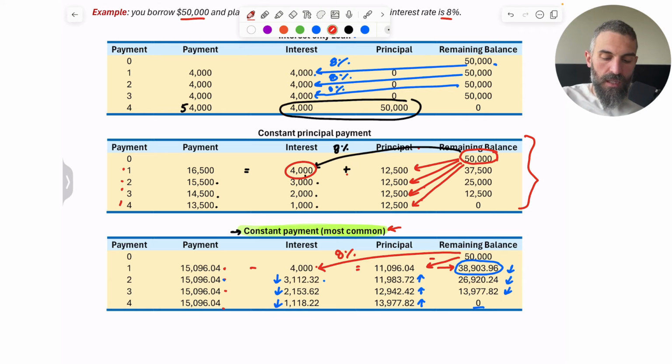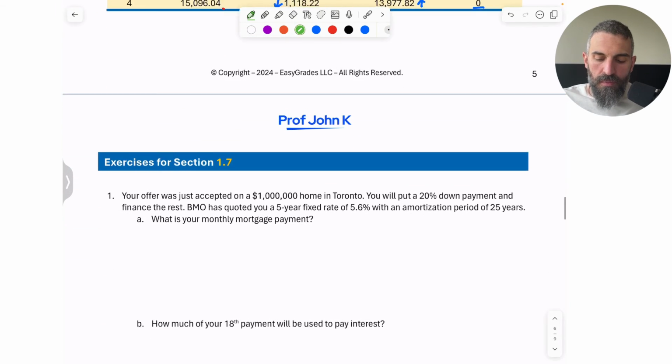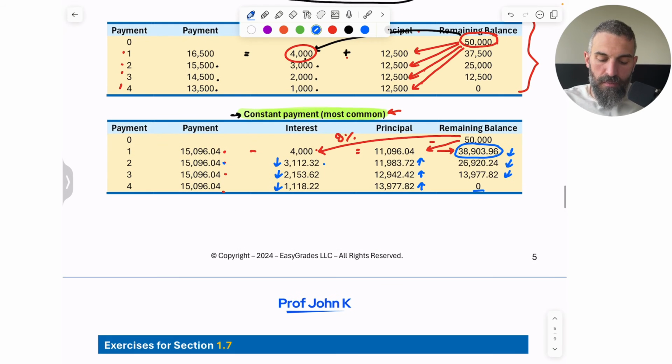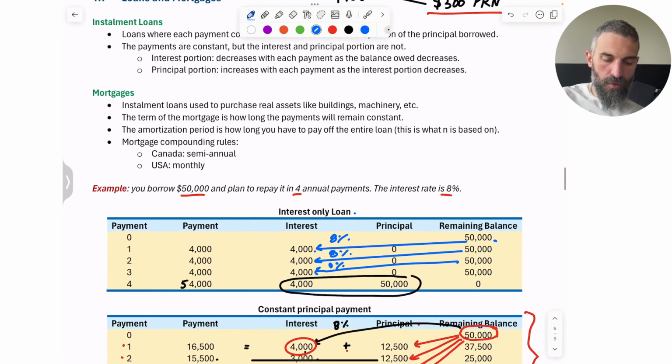Okay. So the exercise we're going to do is on a typical installment loan, and that is, following the constant payment pattern, and it's going to be a mortgage. So for that, actually, I want to talk to you about mortgages real quick. A mortgage is simply an installment loan used to purchase any real assets, so buildings, machinery, and so on.